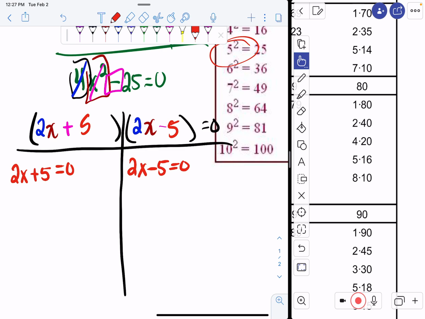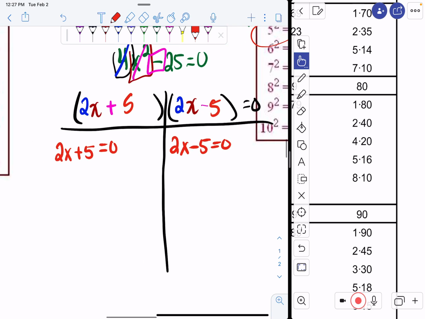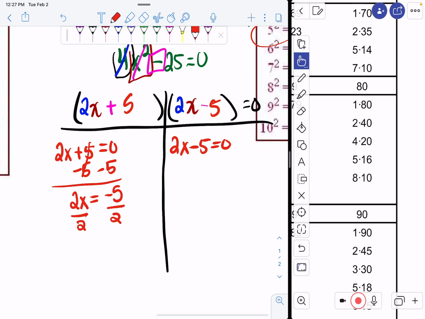So it becomes a two-step equation. How do I get rid of my plus 5? I subtract 5. So I get 2x equals negative 5. And then I divide both sides by 2. So I get x equals negative 5 over 2.